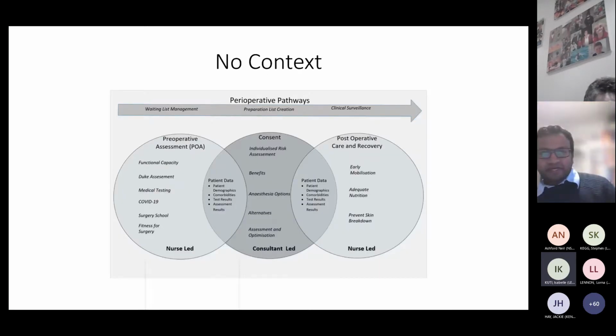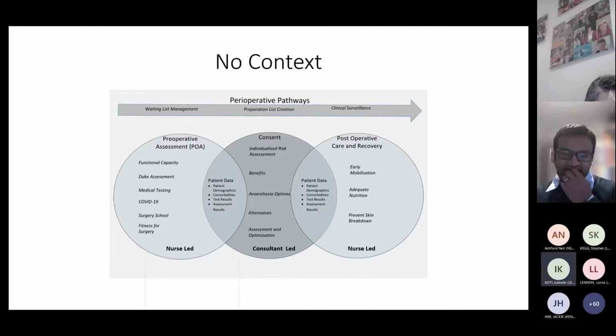Okay. Again, this is very detailed, but it doesn't actually say anything about what it means. There's no context for it. It doesn't really show a before and after. So this just tells you the perioperative pathways.